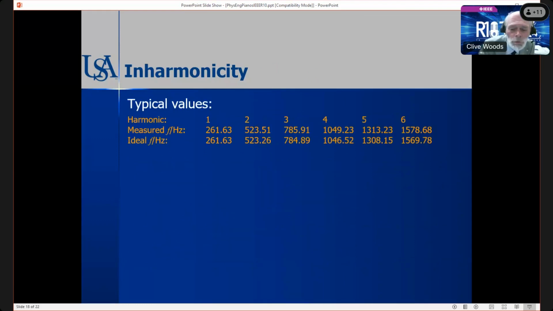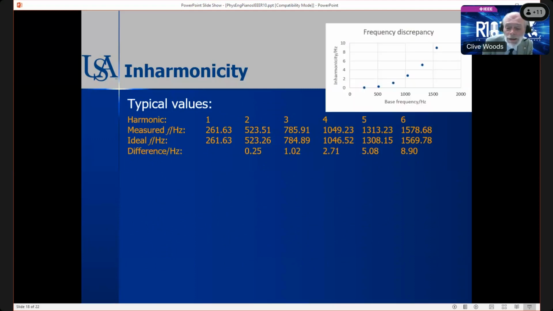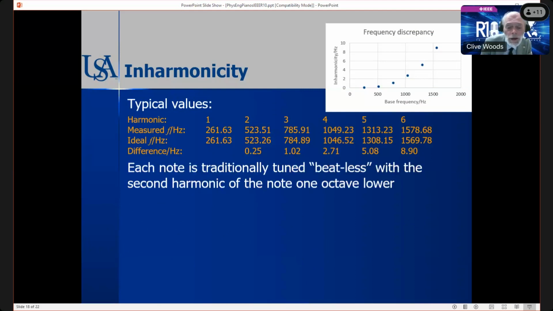And we can quantify it. You can measure the harmonic frequencies from a fundamental note, 261 Hertz, and you can see that there's a difference. As the harmonics increase, the difference away from ideal gets larger and larger, and each octave is traditionally tuned to be beatless with the second harmonic of the note 1 octave lower. So in fact an octave on a piano is not twice the frequency, it's actually slightly larger than twice the frequency of the fundamental.